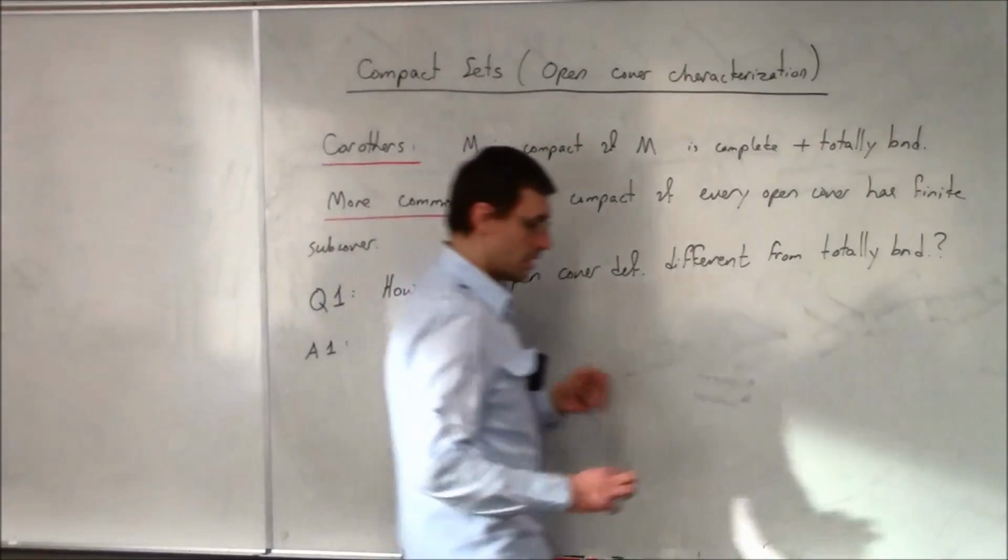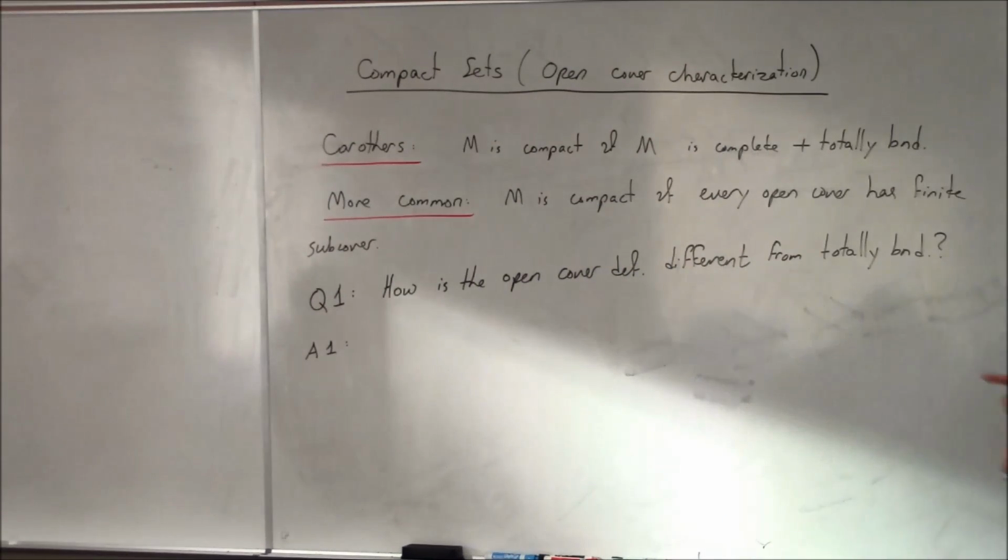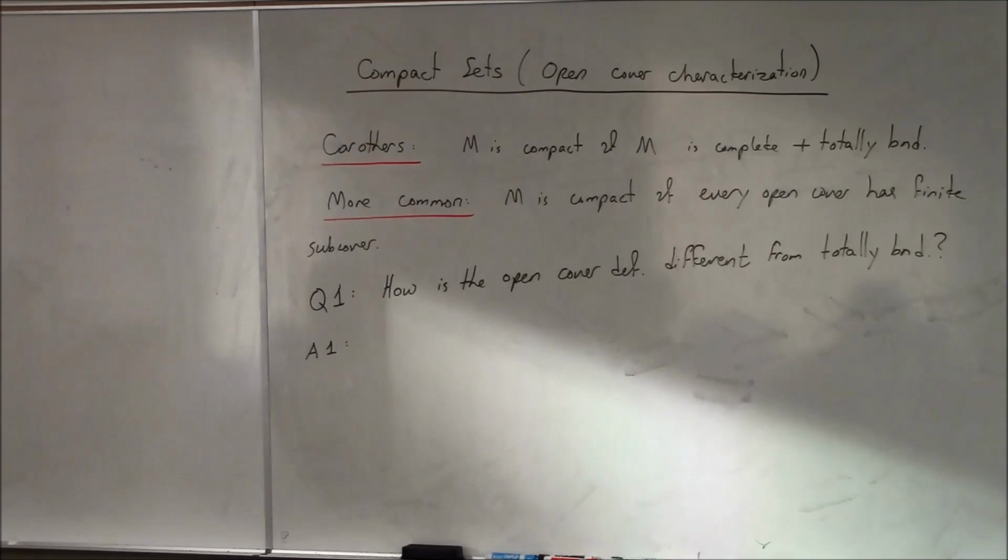Let's see if you see the difference between the totally bounded definition and the general open cover definition. How is this definition different from what we spoke about when we talk about totally bounded sets? What's the difference between the open cover definition and the definition for totally bounded sets? In totally bounded, you're picking uniform open sets, which are all open balls.